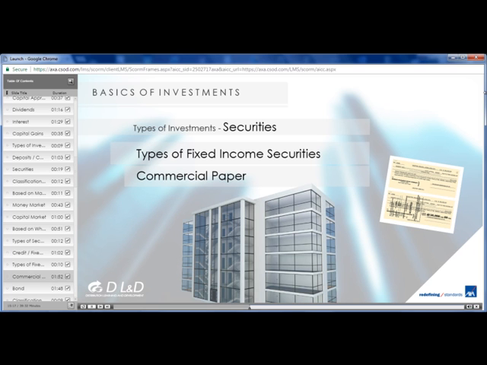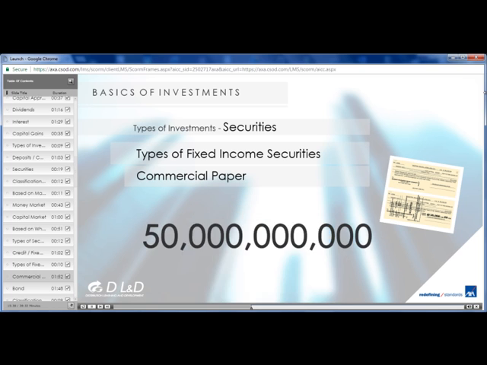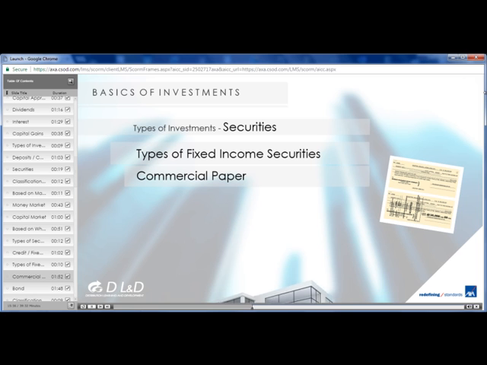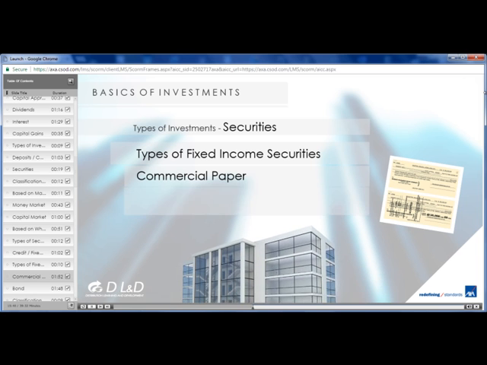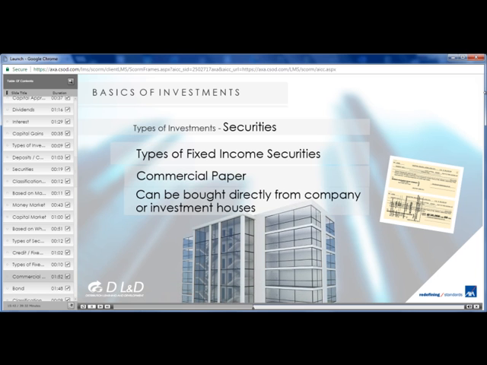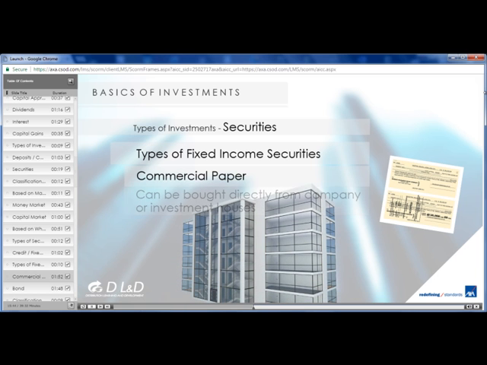A blue chip corporation is large and stable, is a leading company in its business segment, and is recognized nationally and even internationally for its well-known services or products. Blue chip companies usually have a market value in the billions. Their stock can perform similarly to the stock market itself. Blue chips are usually considered safer than lesser-known companies. Commercial papers can be bought directly from these blue chip companies or investment houses.